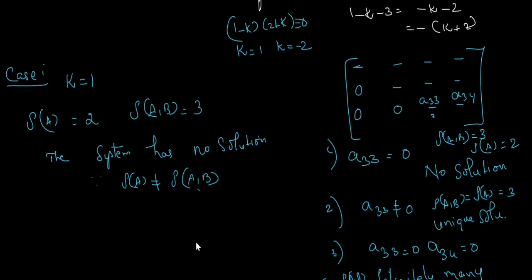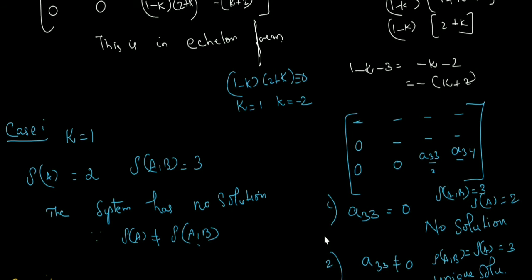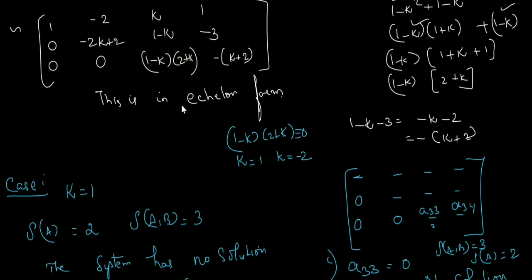Now what is case 2? I told you this element is not equal to 0. That means this will become 0 when k is 1 and k is minus 2, isn't it? When k is 1, this will become 0. When k is minus 2 also, this will become 0. But this should not be equal to 0. The condition is k is not equal to 1 and k is not equal to minus 2, because k is 1 and k is minus 2 will make this 0.